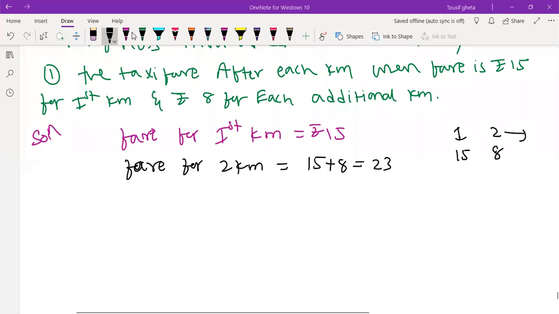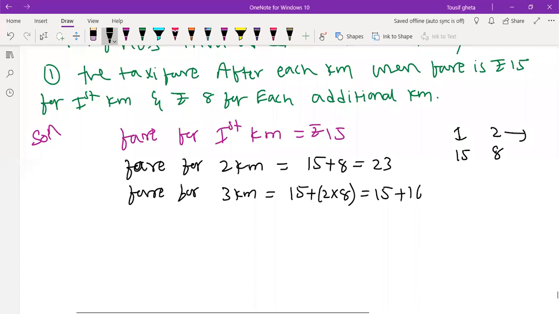Yeah. And the fare for 3 kilometer. So fare for 3 kilometer. Again, you know, for the first kilometer, they are going to collect 15 rupees, right? And for next 2 kilometer, for 2 kilometer, they will take 8 rupees. For each kilometer, they will take 8 rupees. So we will get 15 plus 16, we will get 31. Understood?